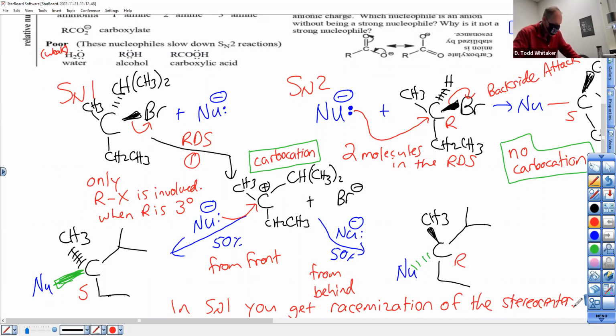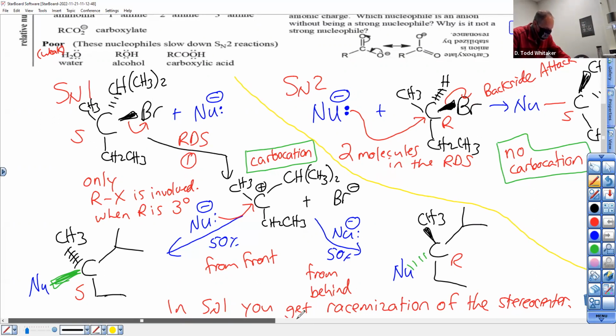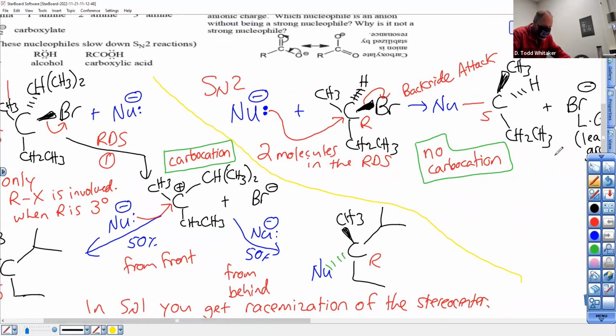So you took a molecule that was a pure stereocenter. In this case, it's S. When you're done, you got a 50-50 mix of two products, 50-50 S and R. Very different result in an SN2. SN2, you have control. SN2, if you have a fixed stereocenter to begin with, it's R, you're guaranteed a fixed stereocenter when you're done, 100% yield, only S, no R here.